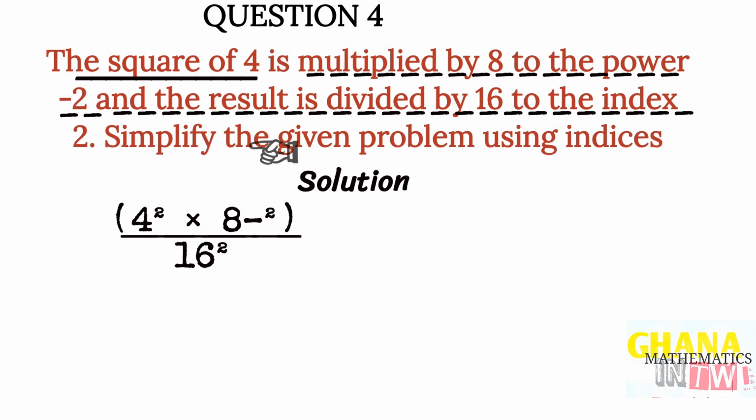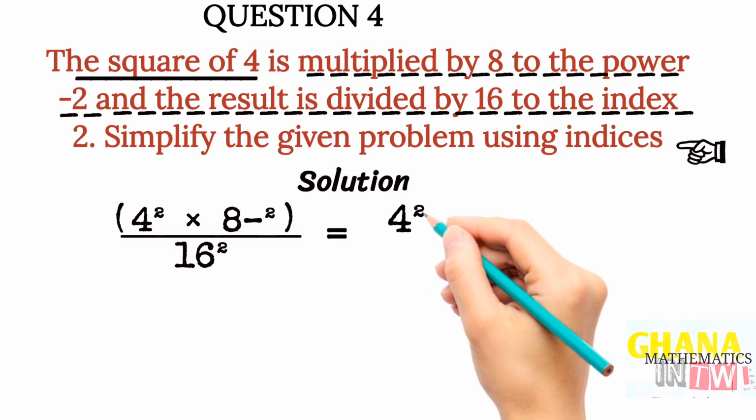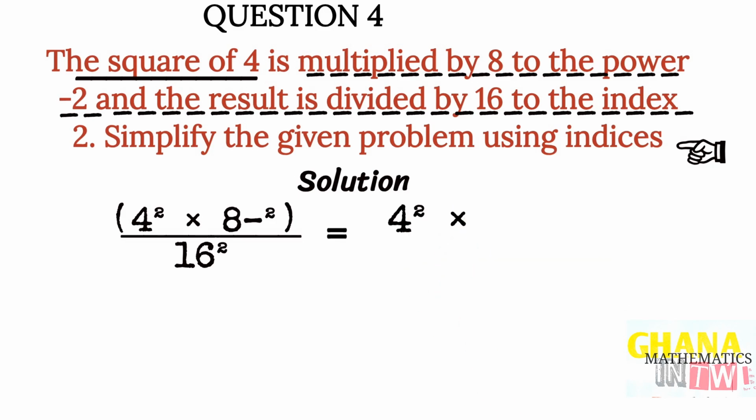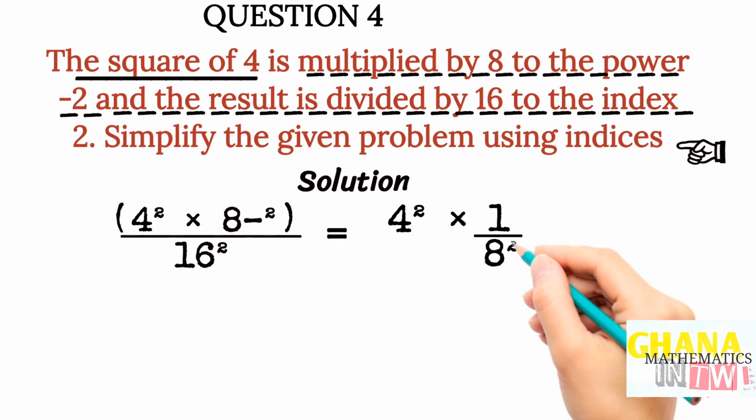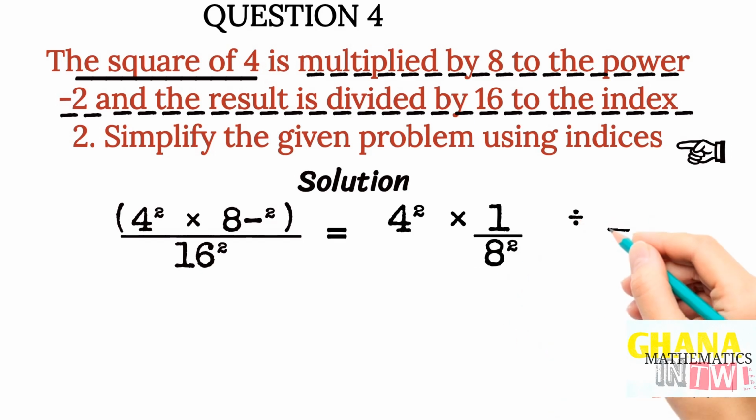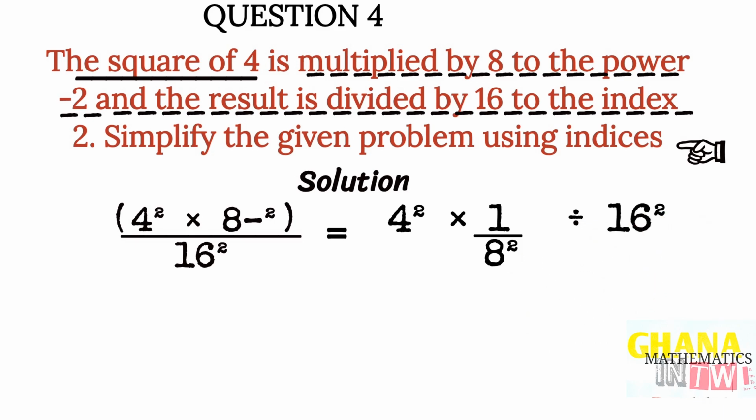Up to now, you have to know that 8 raised to the power negative 2 is the same as 1 over 8 raised to the power 2. So 4 squared times 1 over 8 raised to the power 2. The negative exponent becomes the division sign, and the 2 remains as the power. And the result is divided by 16 squared.